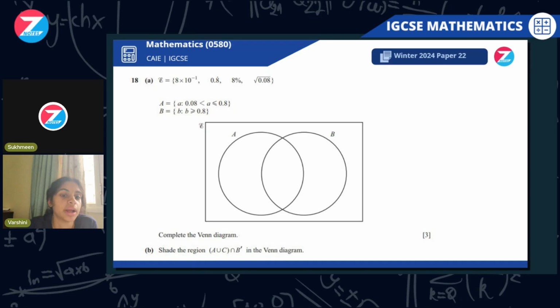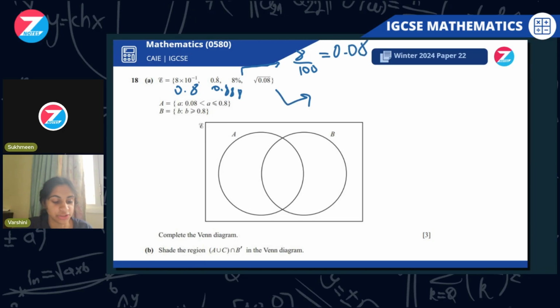So first, let's find all numbers in terms of decimals so we can see whether they fit into this set. We're going to rewrite these. You can just put this in your calculator if you're confused, but 8 into 10 to the power minus 1 is nothing but 8 divided by 10, so you'll get 0.8. Now for this, it's 0.888. And 8%, we know 8% is always 8 by 100. That's what a percent is. So you'll get 0.08. And lastly, root of 0.08. Again, just put this into your calculator.